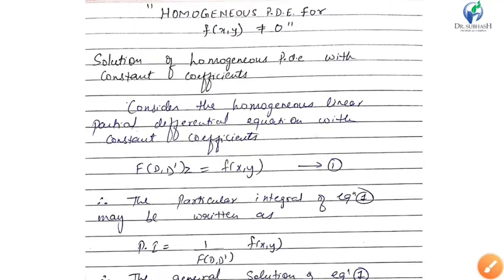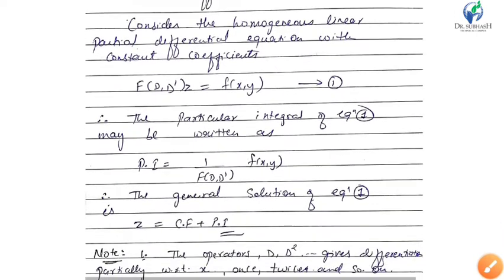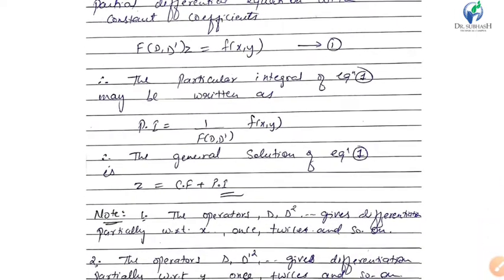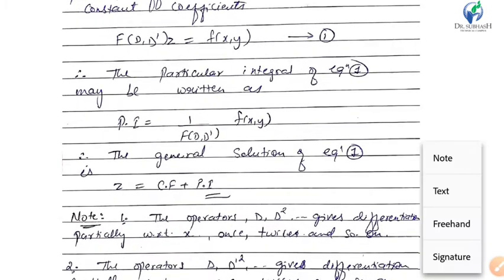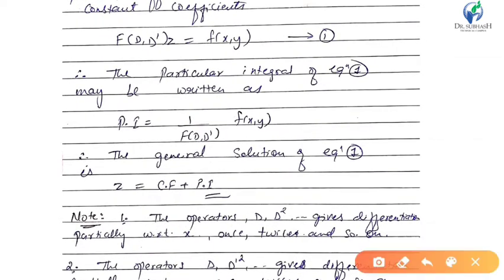First, let us revise some of the notations. Our given equation will be of the form f(D, D') z equal to f(x,y). When f(x,y) is not equal to 0, we need to find the particular integral, and the equation will be PI equal to 1 upon f(D, D') f(x,y), and the general solution can be given by z equal to CF plus PI.